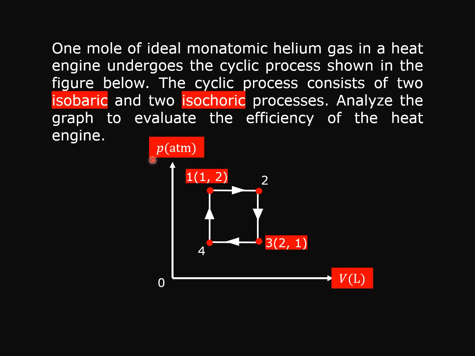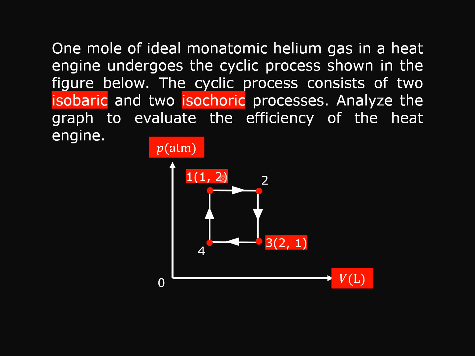The graph given in the question is the P versus V graph, where P is the pressure in atm, not in Pascal, and the volume is in liters, not in cubic meters. There are 4 states given in the graph: state 1, state 2, state 3, and state 4. From state 1 to state 2 and from state 3 to state 4, these two are isobaric processes, and from state 2 to state 3 and state 4 to state 1, these two processes are isochoric.